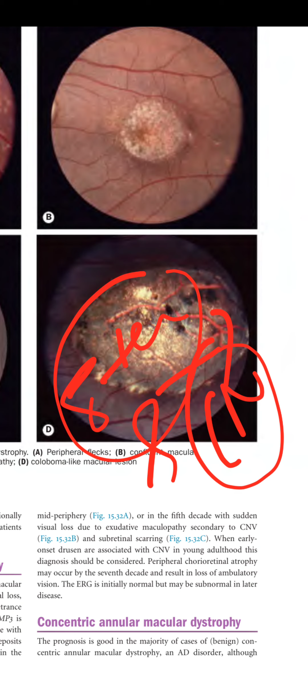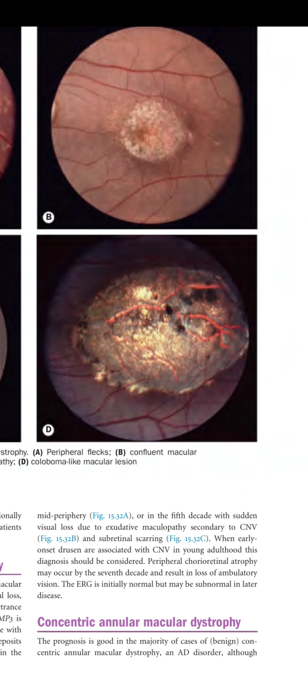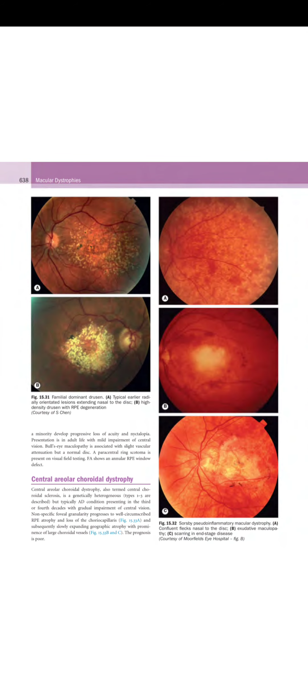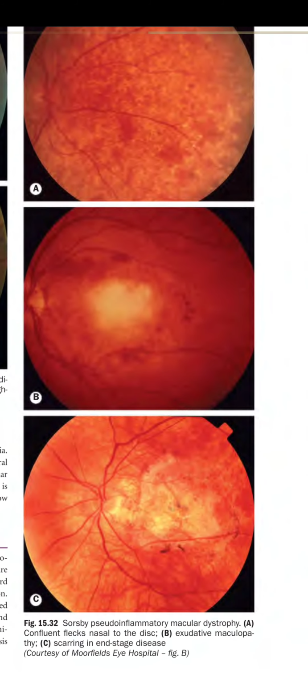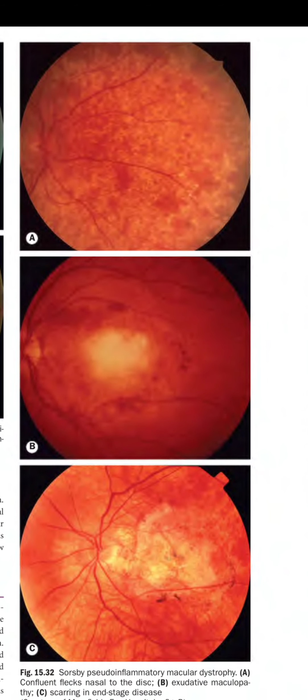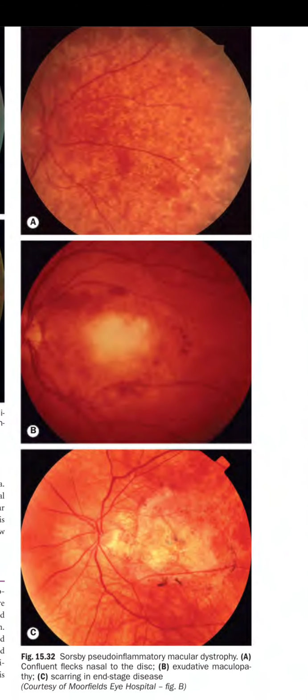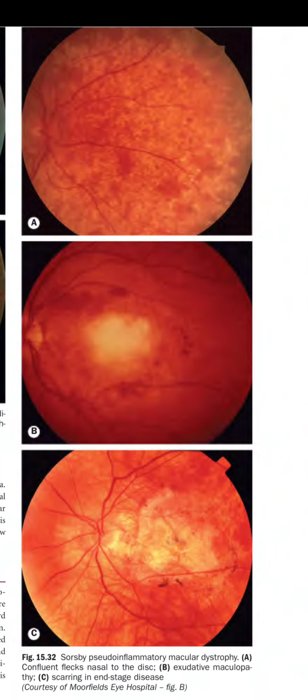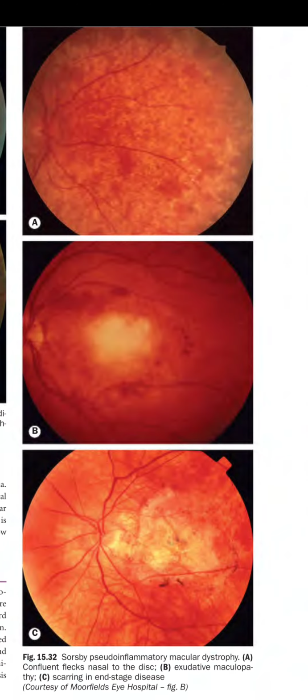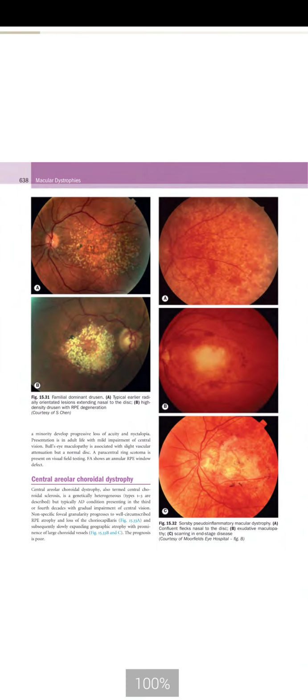Peripheral chorioretinal atrophy may occur by the seventh decade and result in loss of ambulatory vision. The ERG is initially normal but may be subnormal in later disease. So let's see figure 15.32. So this is Sorsby pseudo-inflammatory macular dystrophy. A is showing us a confluent fleck nasal to the disc. B is showing exudative maculopathy, and C is showing scarring in the end-stage disease.